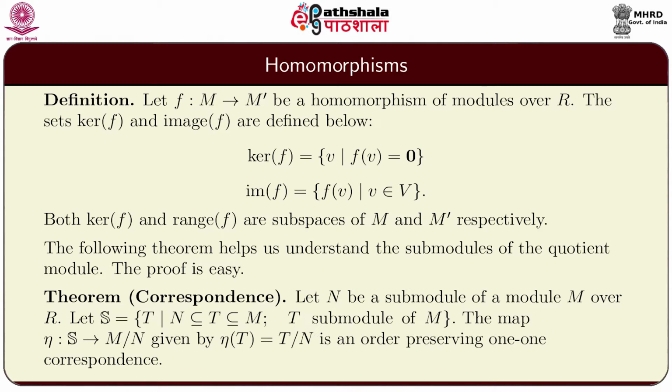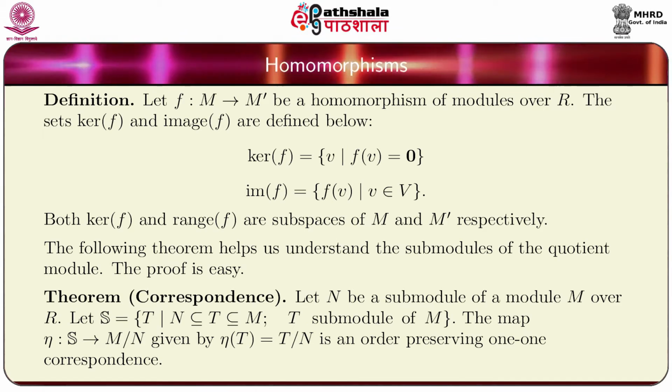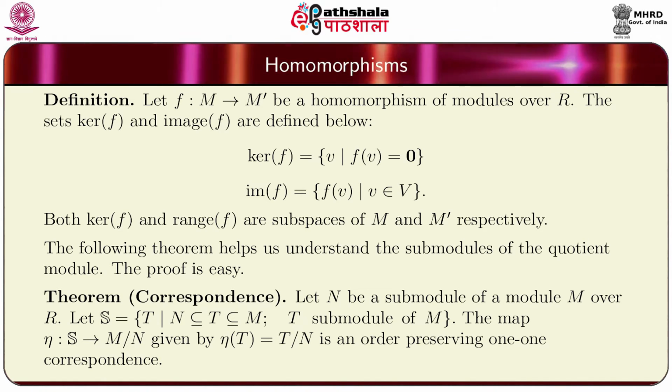Given a homomorphism F from M to M dash, we can define the sets kernel and image in the usual way, that is kernel of F is equal to the set of all those elements v such that F v is equal to 0. That 0 in boldface is the additive identity of the module M dash, and Im F is the image of F, which is the collection of all elements of the form F v where v belongs to M. Both kernel F and Im F are submodules of M and M dash respectively.